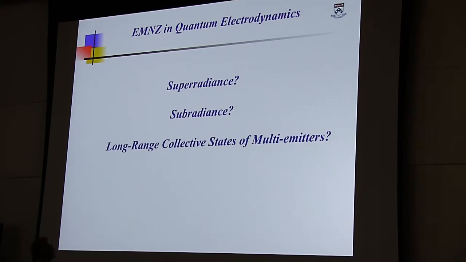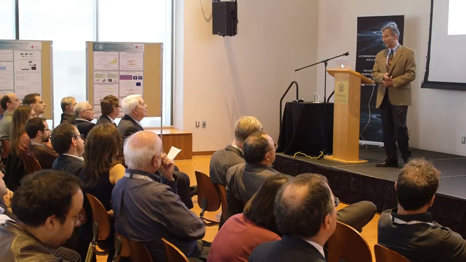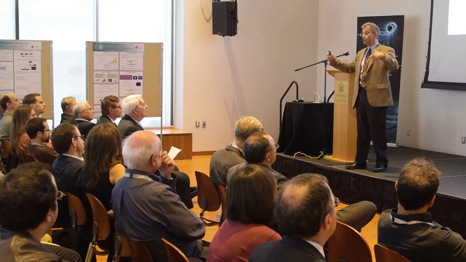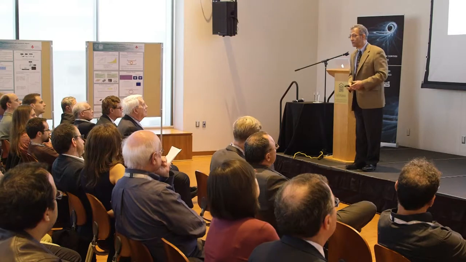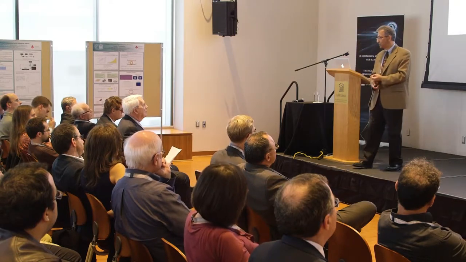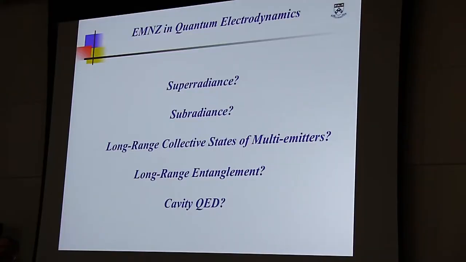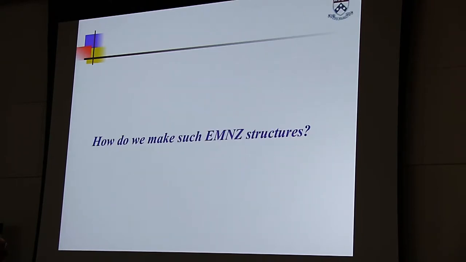How about long-range collective states of multi-emitters? How about long-range entanglement? Can I entangle two states, even though they're far away, by having this structure in between, since effectively it should work as one point? How about cavity quantum electrodynamics of this? But before we get to all of this, and this is ongoing work, the question is, how do we make such a structure? I already showed you how we make ENZ.